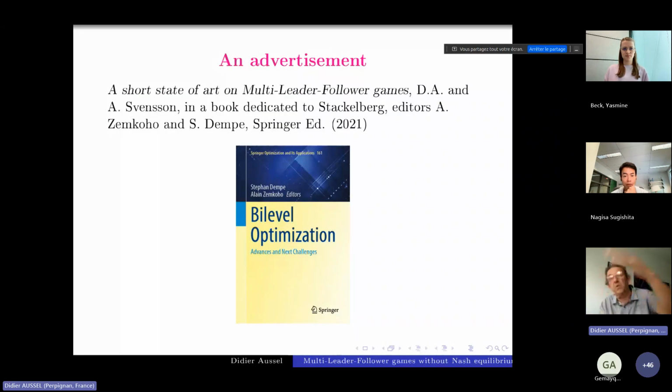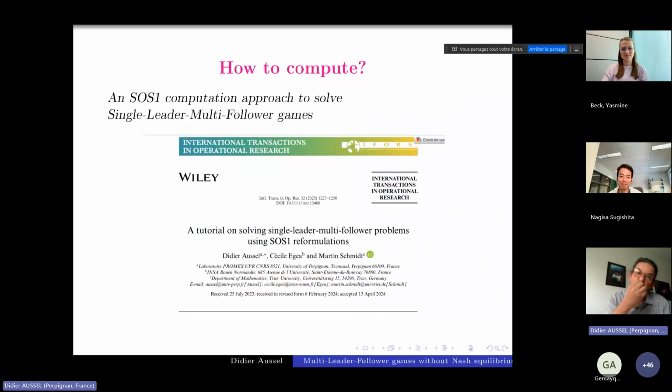Or of course, you can go to the excellent book that will soon be published by Martin, Ivana, and Martin, I forgot. Anyway, the excellent book that will appear very soon on bilevel optimization. And if you want to have a look at how to compute the solution of a single leader multi-follower game where you have a Nash game at the follower level, then you can, for example, have a look at this tutorial that we produced one year ago with Martin.